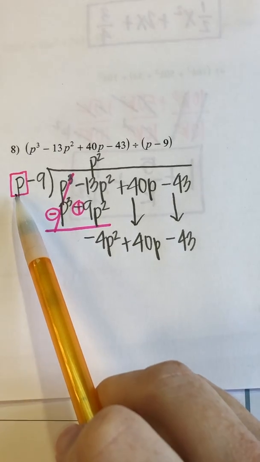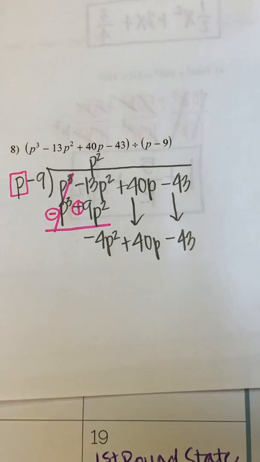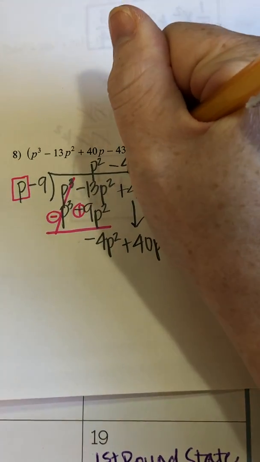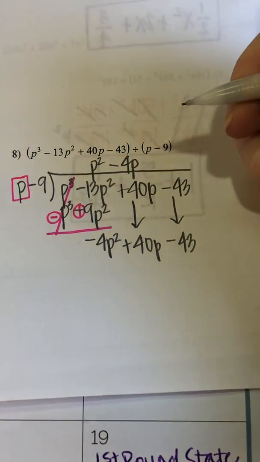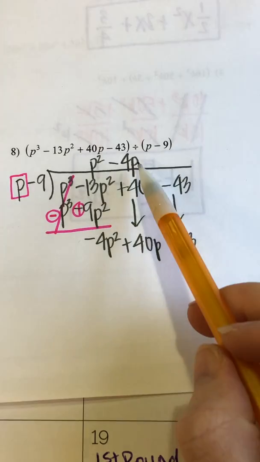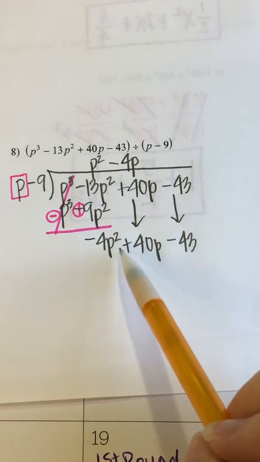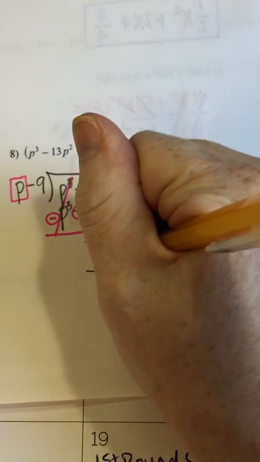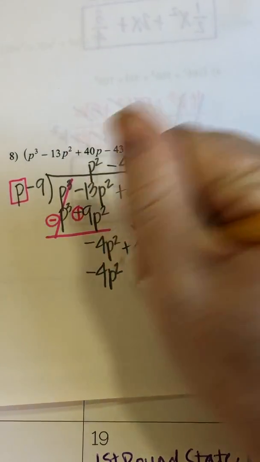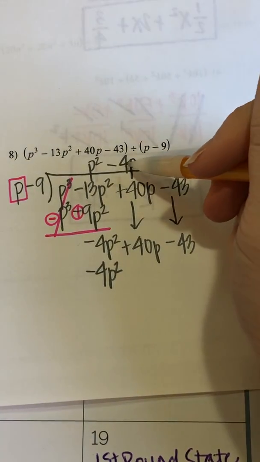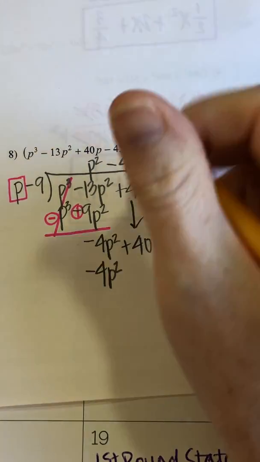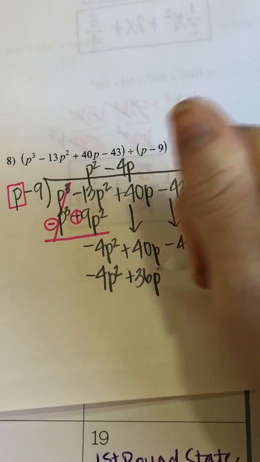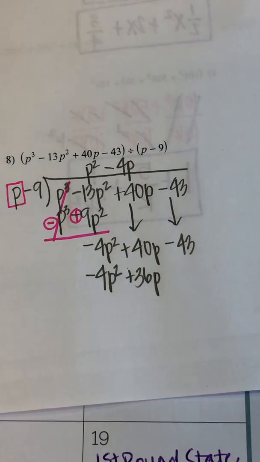What do I multiply by p so that I get negative 4p squared? Negative 4p, because I have to multiply p times p to get the p squared. Okay? So this is negative 4p squared. And negative 4p times negative 9 is positive 36, and that will have a p attached to it.